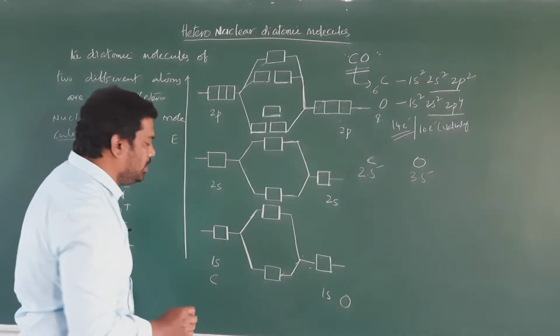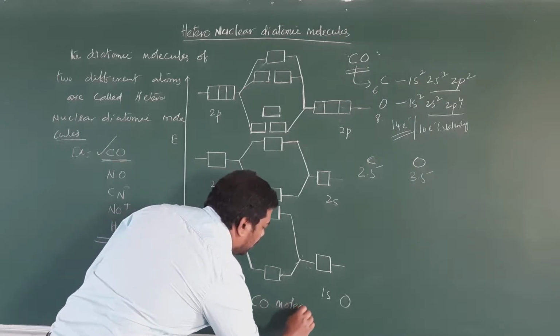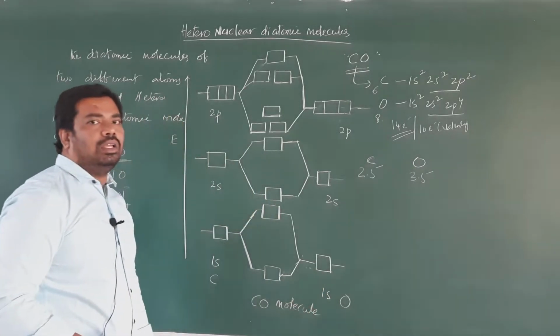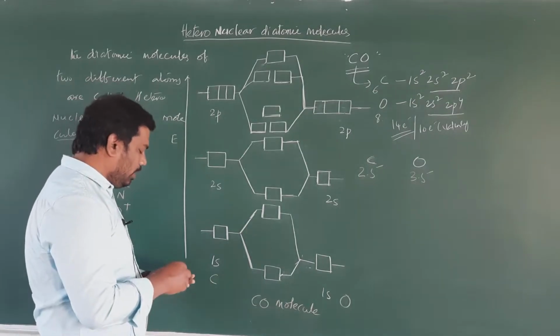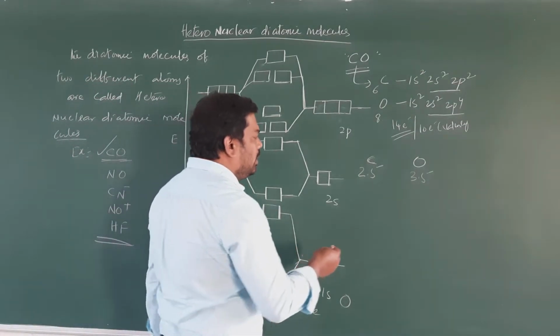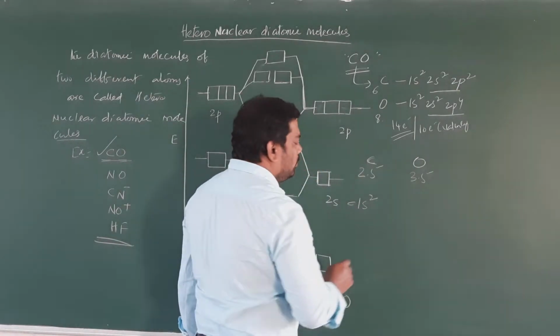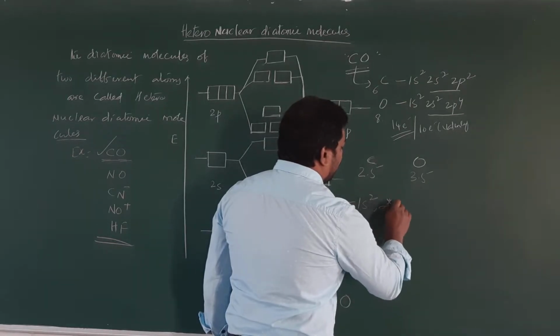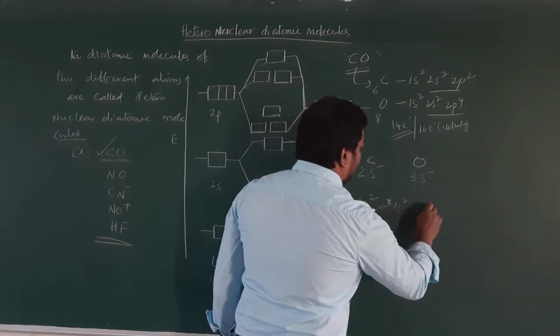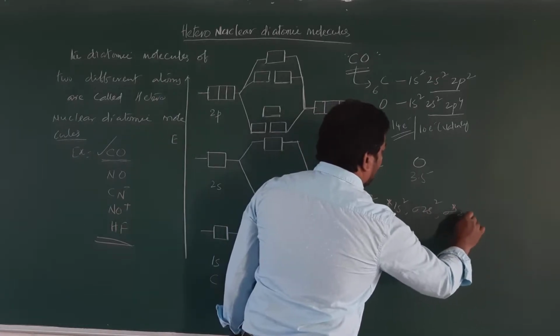Carbon atom and oxygen atom, the combining of these two gives a heteronuclear diatomic molecule, CO. Clear, student? Okay. Here the energy order we know very well. It is a 14 electron system, that is sigma 1s2, sigma star 1s2, sigma 2s2, sigma star 2s2.